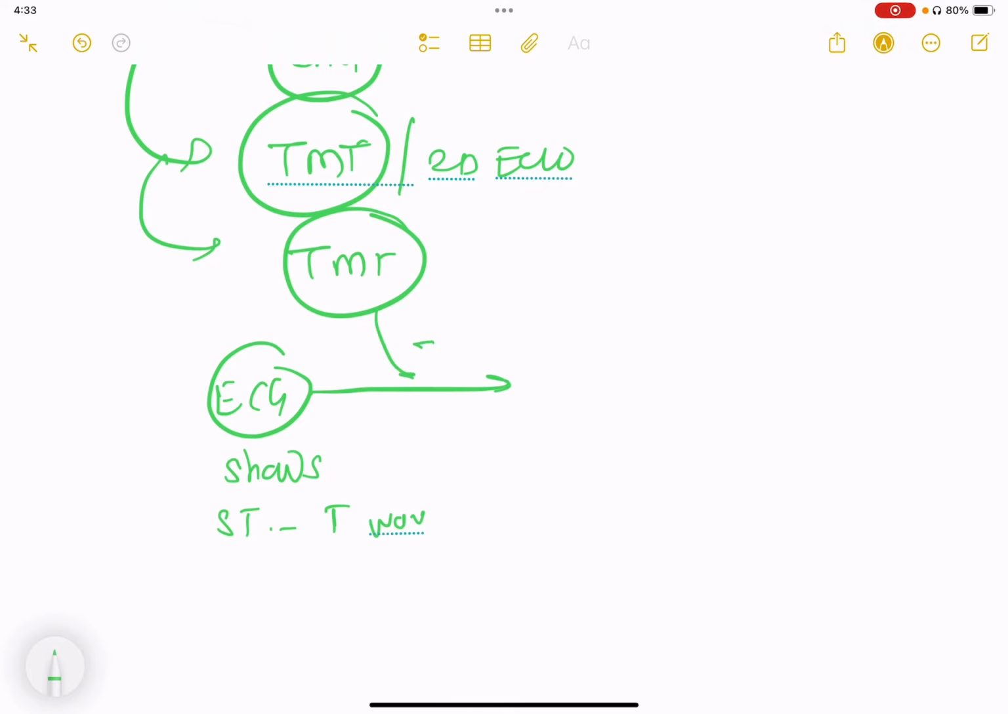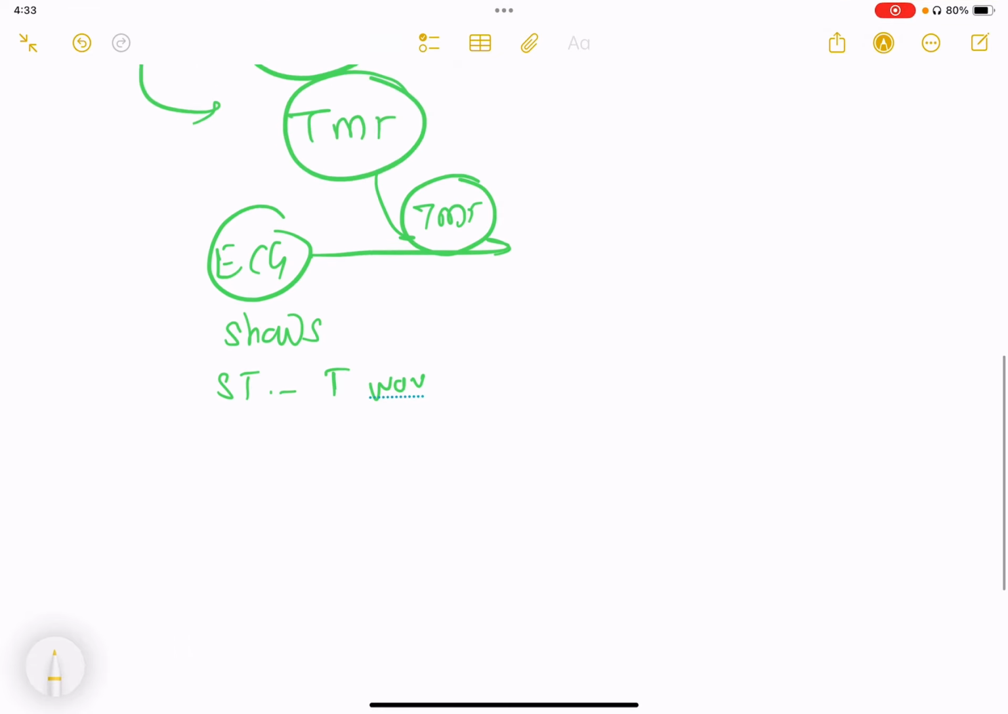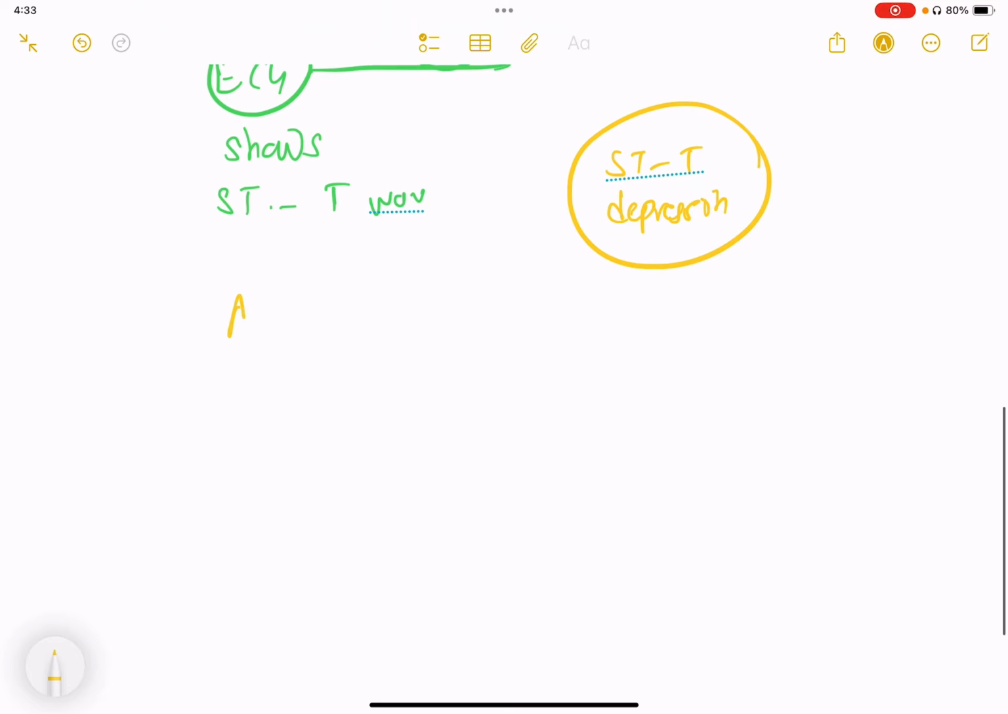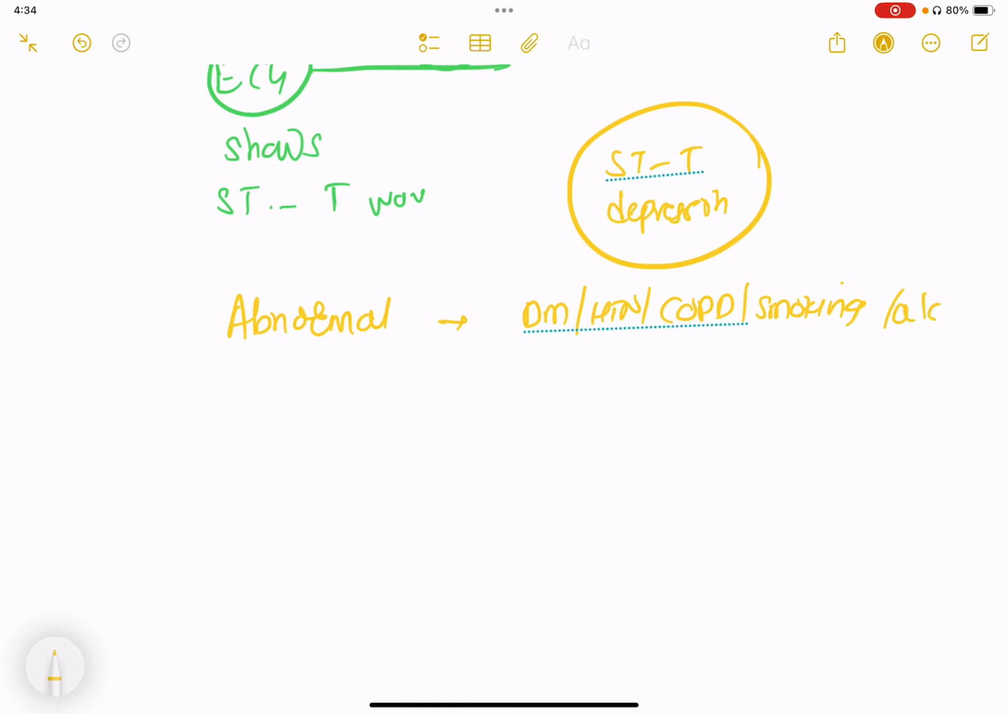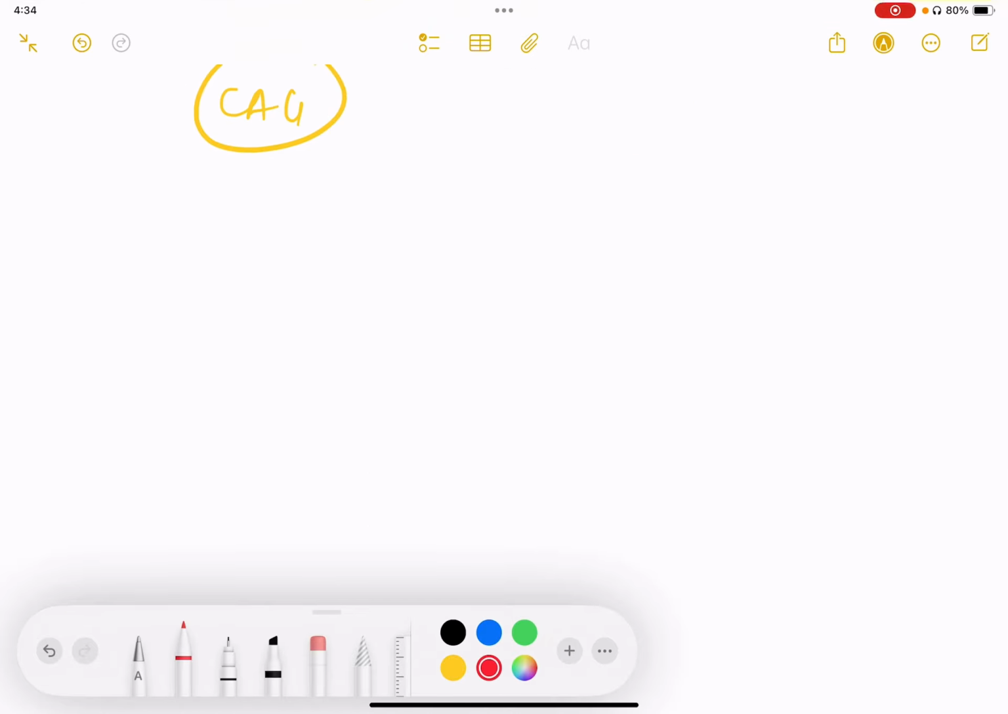But whenever they do TMT, after or during TMT, they show a new onset of ST-T changes like ST depression or T wave inversion. So this abnormal ECG, especially in the presence of symptoms and comorbidities like hypertension, diabetes, COPD, smoking or alcoholism, these patients are very commonly advised coronary angiography. In that, we see this finding which is called myocardial bridge.